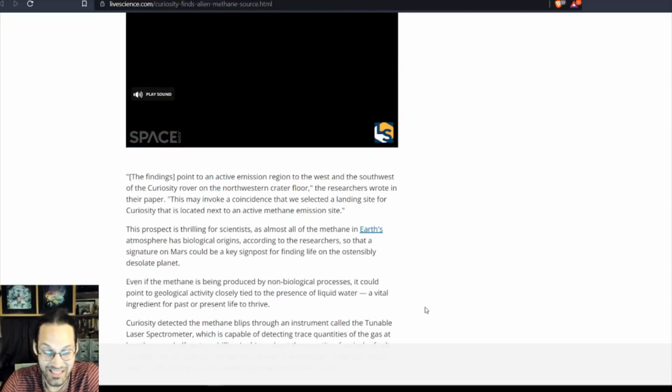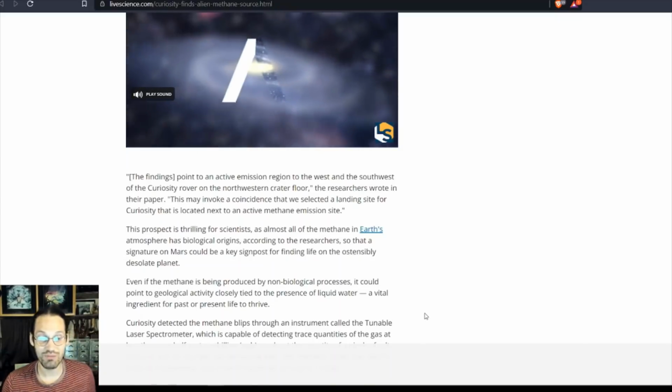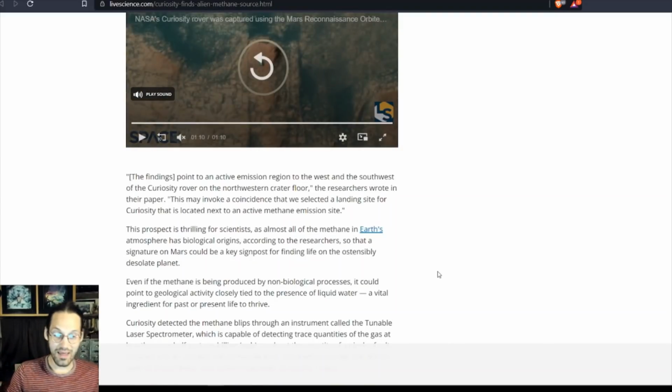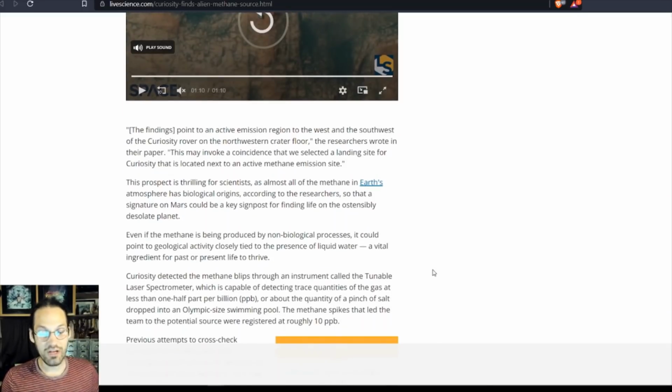This is really exciting. According to the researchers, a methane signature on Mars could be the key signpost in finding life on the ostensibly desolate planet. Even if methane is being produced by non-biological processes, it could point to a geological activity closely tied to the presence of liquid water, a vital ingredient for past and present life to thrive.